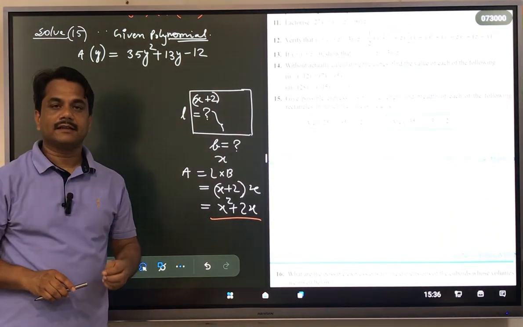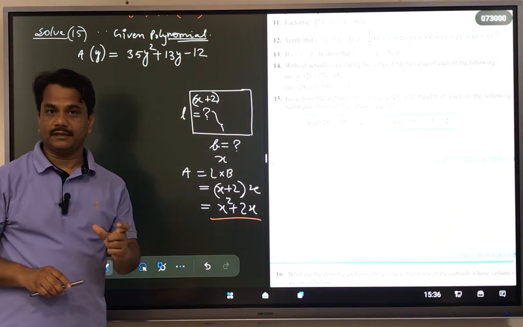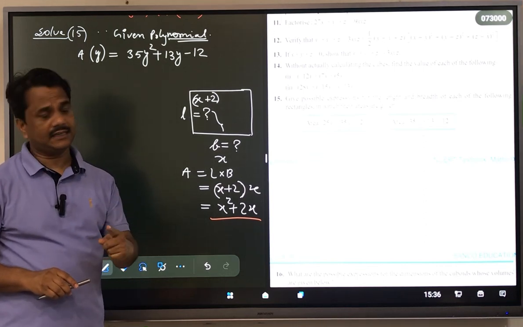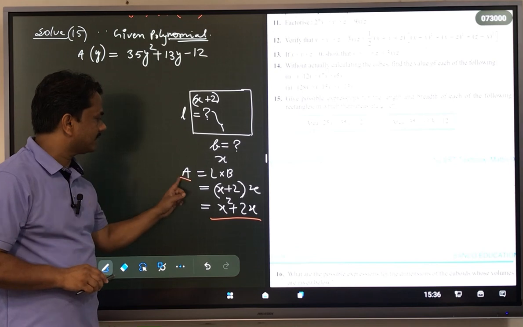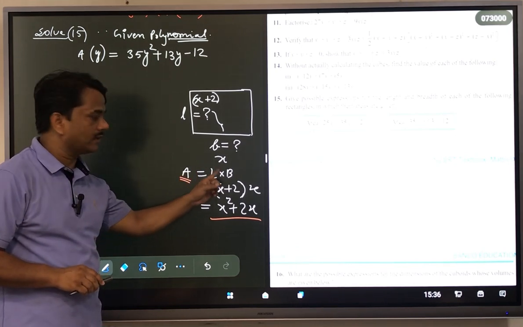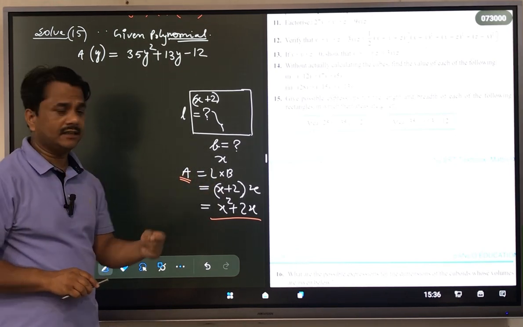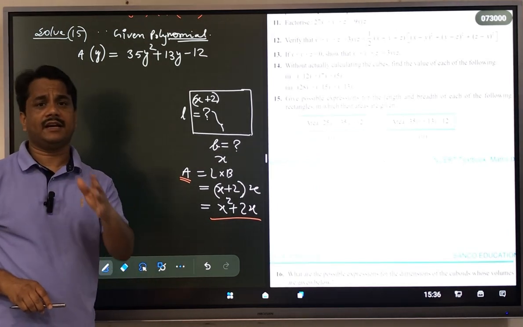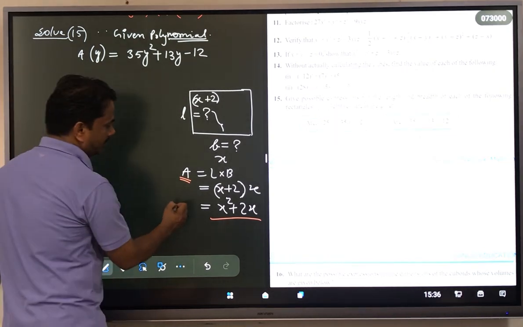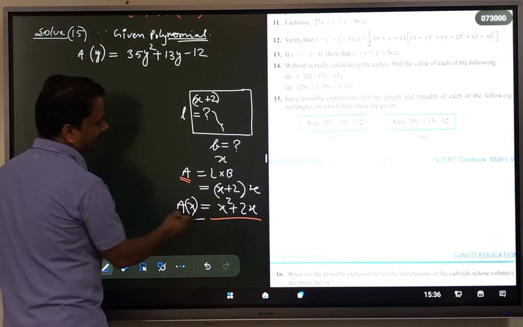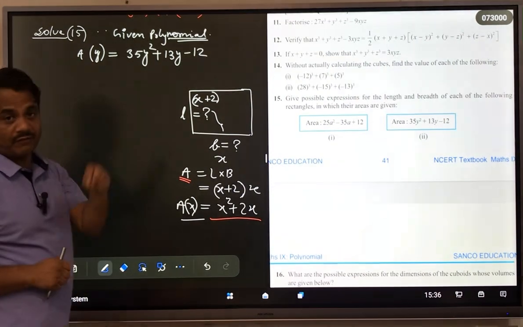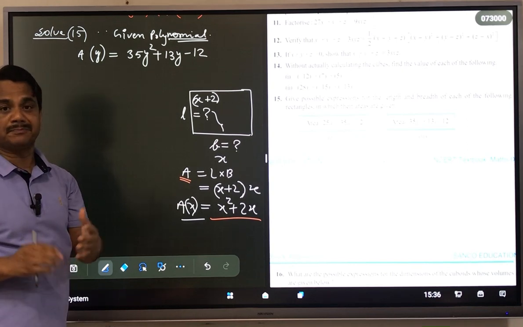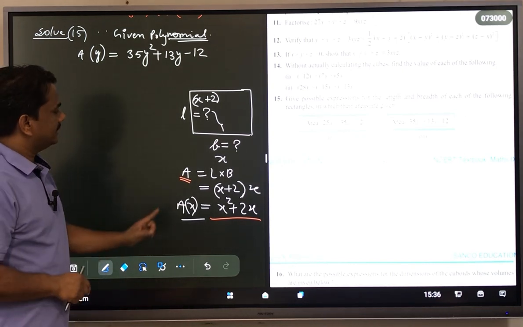We have obtained a polynomial, and that polynomial is in terms of x. And this polynomial is the result for the area, that is, the product of length and breadth. So we can say this polynomial expression is representing area. So it's called an area polynomial. Very clearly we can write this as A of x. Sometimes we write p of y, p of x, q of x, q of y, q of t, p of t, etc. So this is the area polynomial.